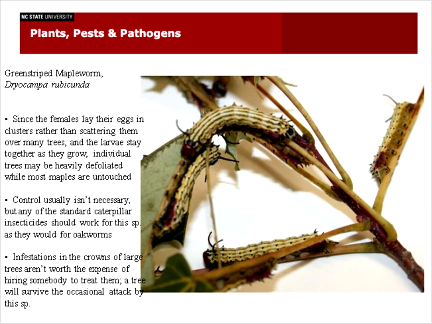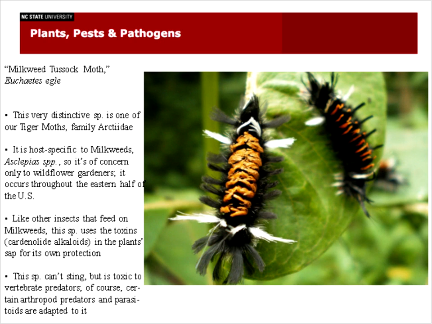The female oakworm and mapleworm lay their eggs in large clusters. They deposit most of their eggs in maybe just 1 or 2 clusters rather than scattering them over a large number of trees. And the larvae stay together throughout most of their life. So you can get 1 individual tree that's heavily defoliated while the vast majority of other maple trees around it have no damage whatsoever. Control usually isn't necessary because they are seldom a serious problem on trees, but any of the standard caterpillar insecticides should work. Especially if it's in the crown of a large mature tree where it's not practical to try and reach them, it's best to just ignore them because they're not going to seriously harm the tree.